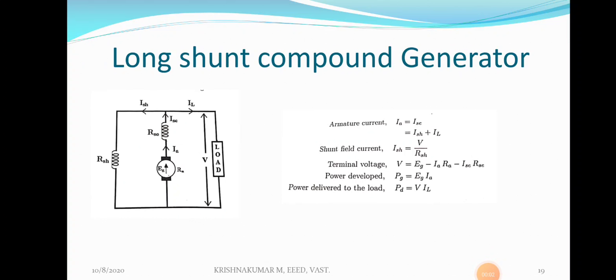Hello, sixth class of EE 311 Electrical Drives and Control for Automation. In the fifth class, we discussed the basic fundamental equations of shunt generator, series generator and separately excited generator.